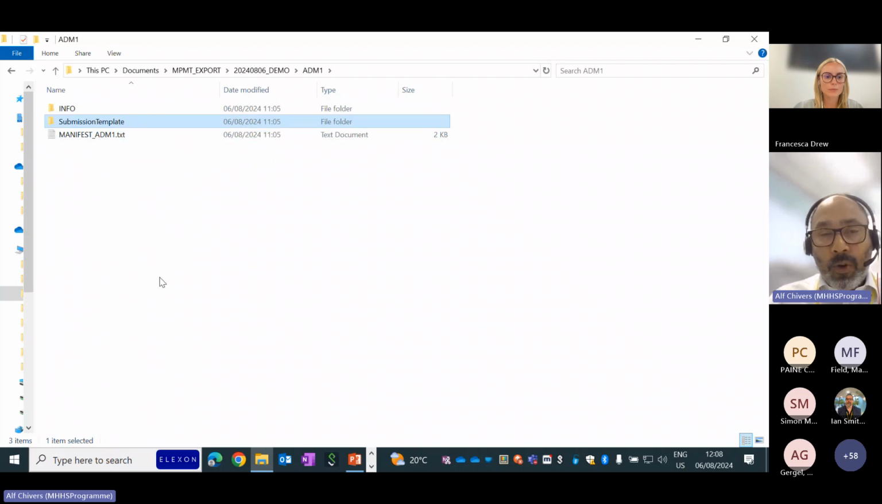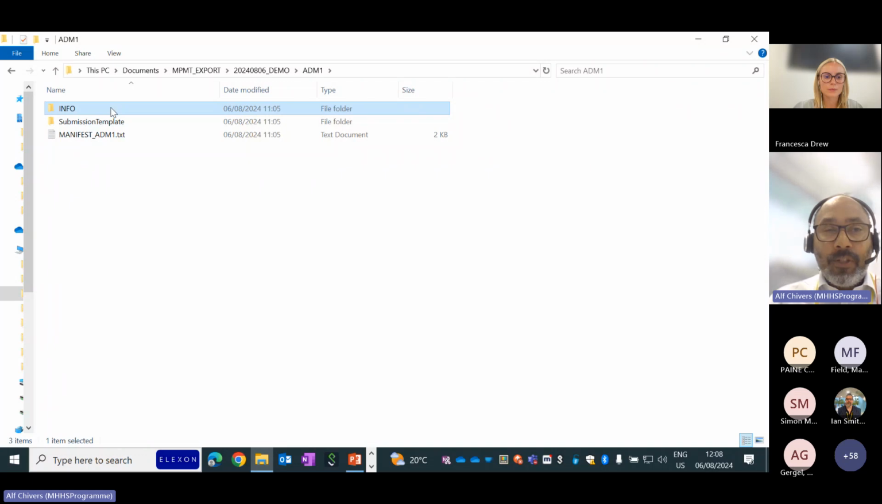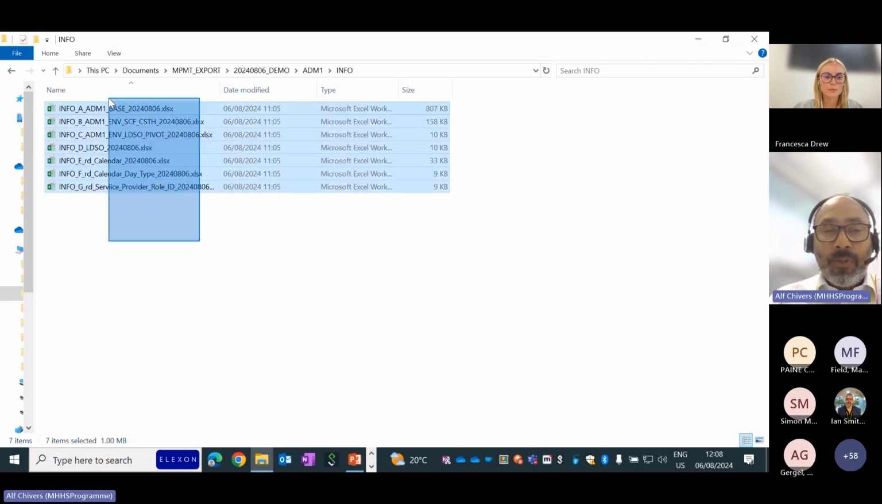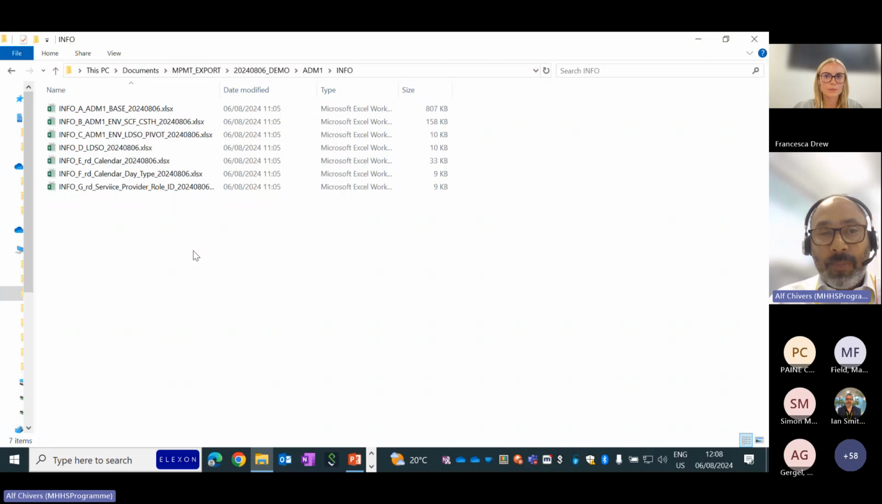Equally, there's a document that we provided, a submission guide that describes all the columns and properties in there if you need to refer to that, and also points out which columns are mandatory for you to fill in and which ones are conditional based on certain rules, or indeed optional. There's also an info folder which we have provided you with some supporting information to help you understand your submissions further.